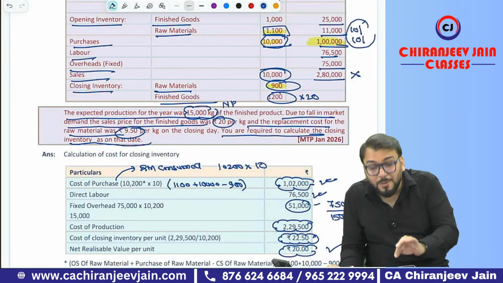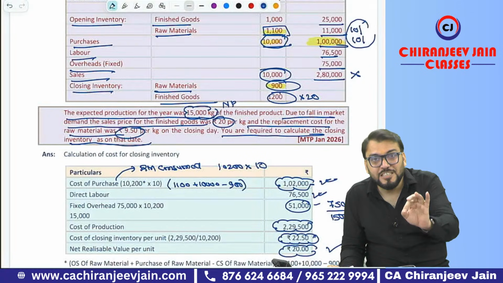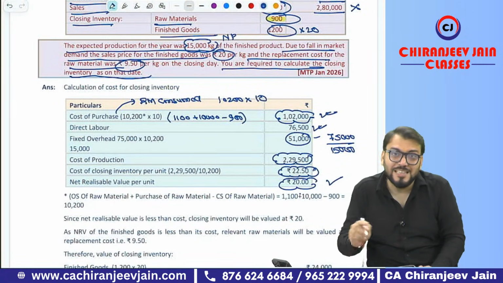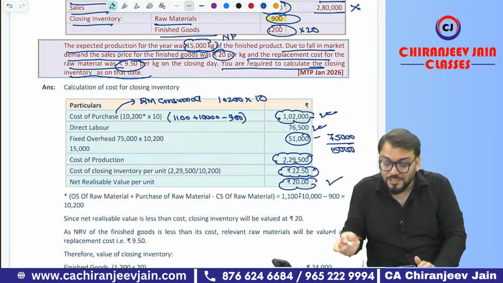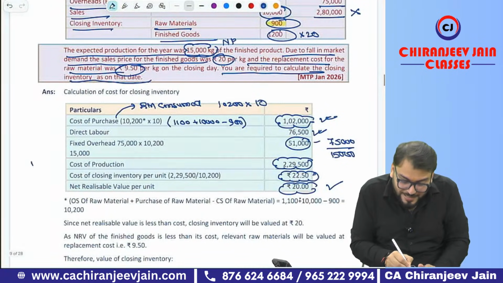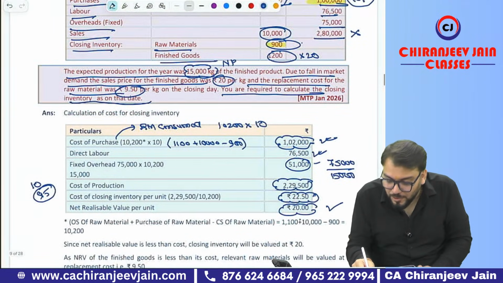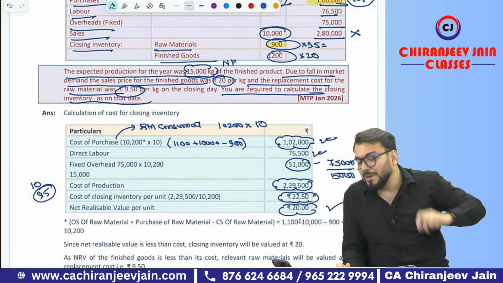Now coming to raw material, because finished goods are expected to be sold at a loss, since NRV is less than cost price. In that case, the raw material will be valued at cost price or replacement cost, whichever is lower. So cost price for raw material is 10, replacement cost is 9.5, and therefore we'll take the lower one, which is 9.5. We'll do 900 into 9.5. This will be the closing stock of raw material.